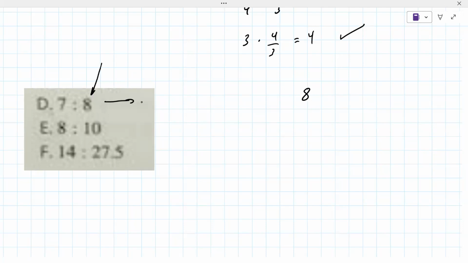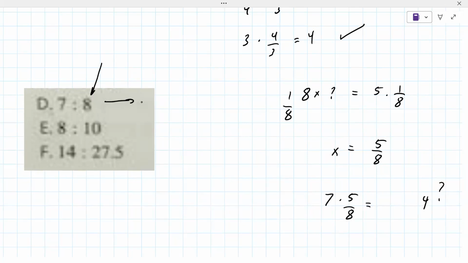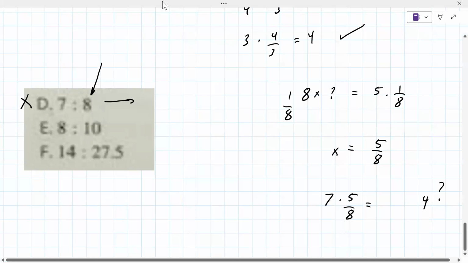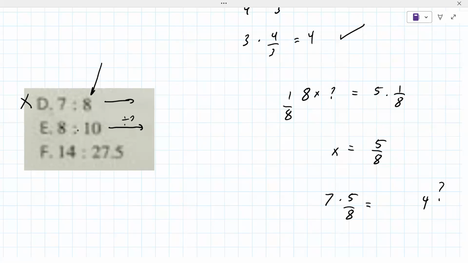It's like, okay, 8 times what gets you to 5? Well, you end up multiplying by the reciprocal. So the x here is 5 over 8, and then you have to take 7 and multiply by 5 over 8, and maybe that gets you to 4, but it does not in this case. So D is out. And it is probably unclear, but I didn't pick the problem here. They're very challenging. But E though, E is a little better. If you divide by 2, you get 4 to 5. And that's one of the ones it looks like you chose.